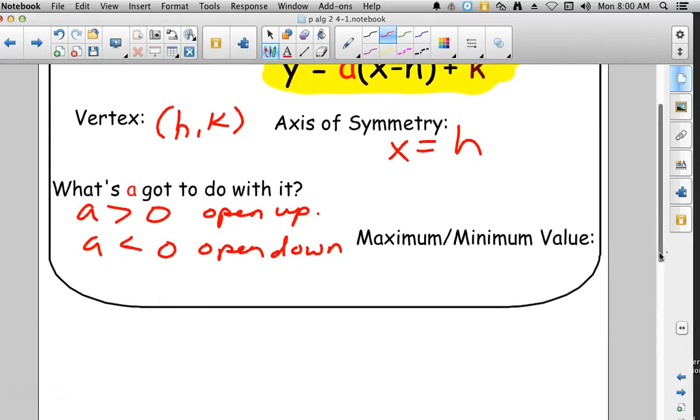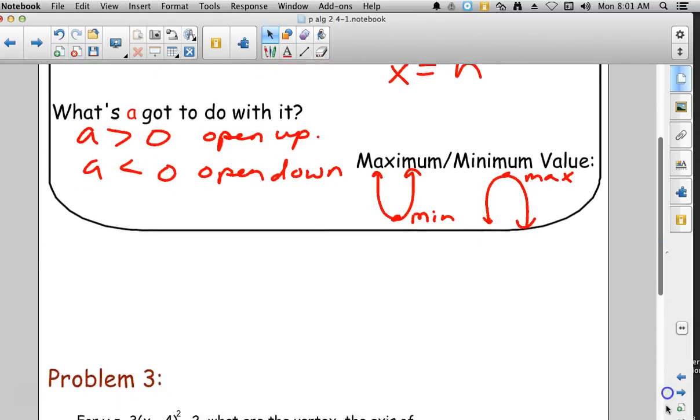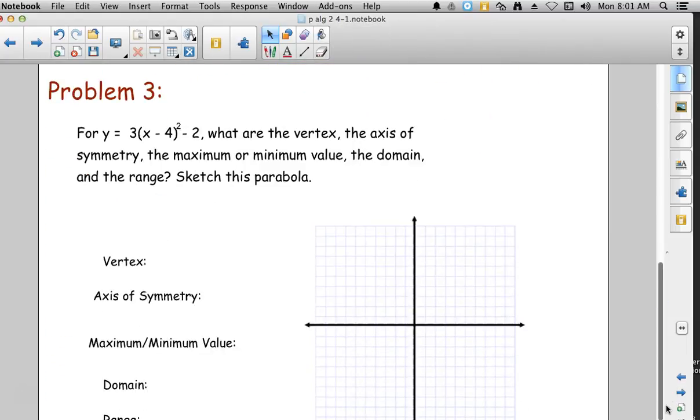And then the minimum or maximum value, it always occurs at the vertex, but it's a matter of whether or not it's opening up or opening down. So really, I would just use a little sketch for this and say, you know what, that's going to be my minimum right there. That's the bottom. But if a is negative, then I'll have a maximum value up there. So it all depends on that a value, which again, a has a lot to do with the range as well. So vertex form makes things go very, very quickly.